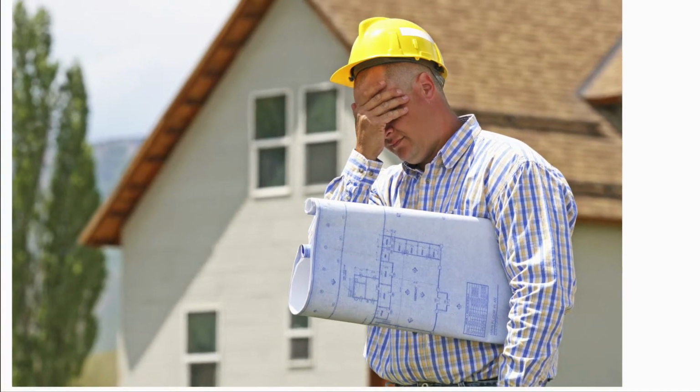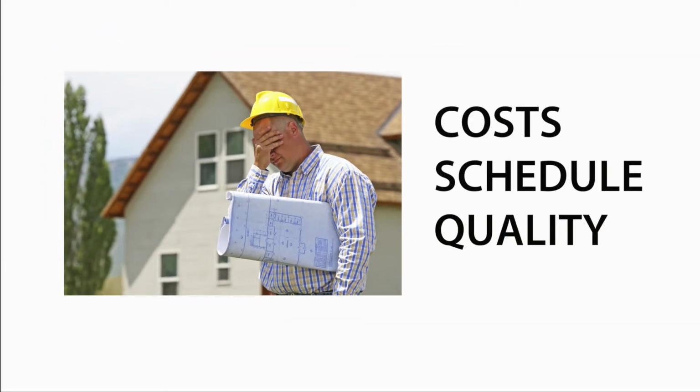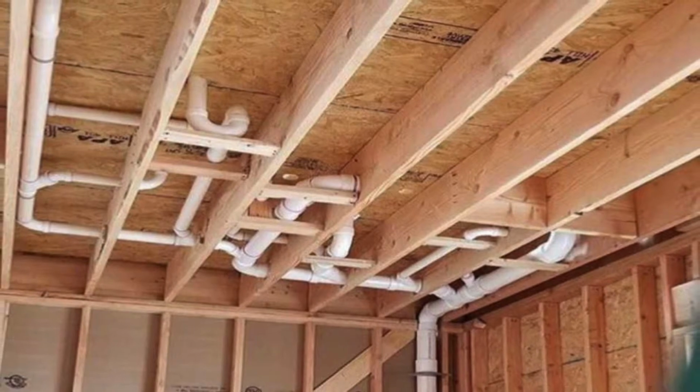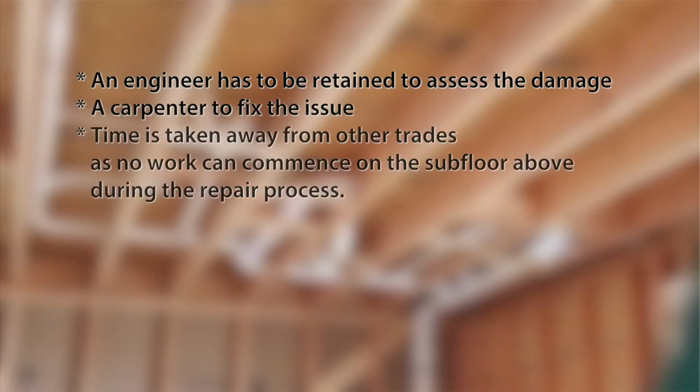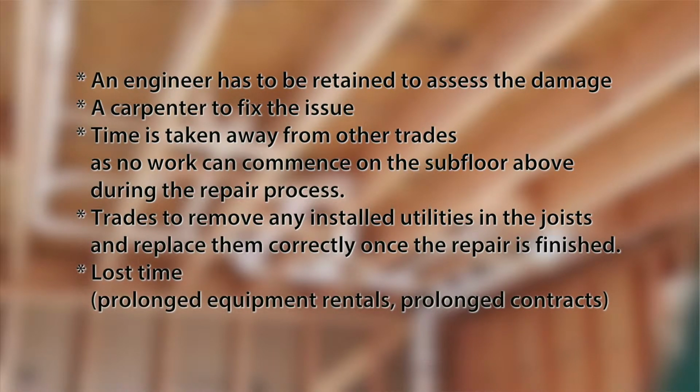The impact from incorrect cutouts in EWIJs can be broken down into costs, schedule, and quality. There are costs in repairing or replacing the damaged joists. An engineer has to be retained to assess the damage, a carpenter has to fix the issue, and time is taken away from the other trades as no work can commence on the subfloors above during the repair process. The trades have to remove any installed utilities in the joists and replace them correctly once the repair is finished. And there is lost time involved as contracts are prolonged and equipment rentals are extended. Often the trade will eat up the cost of the damage.